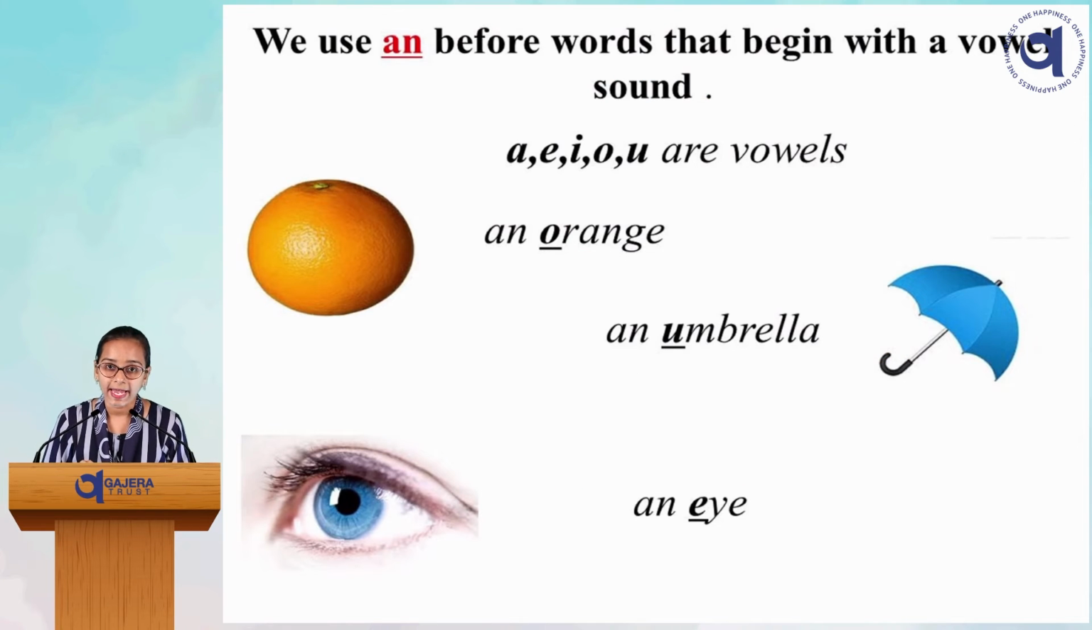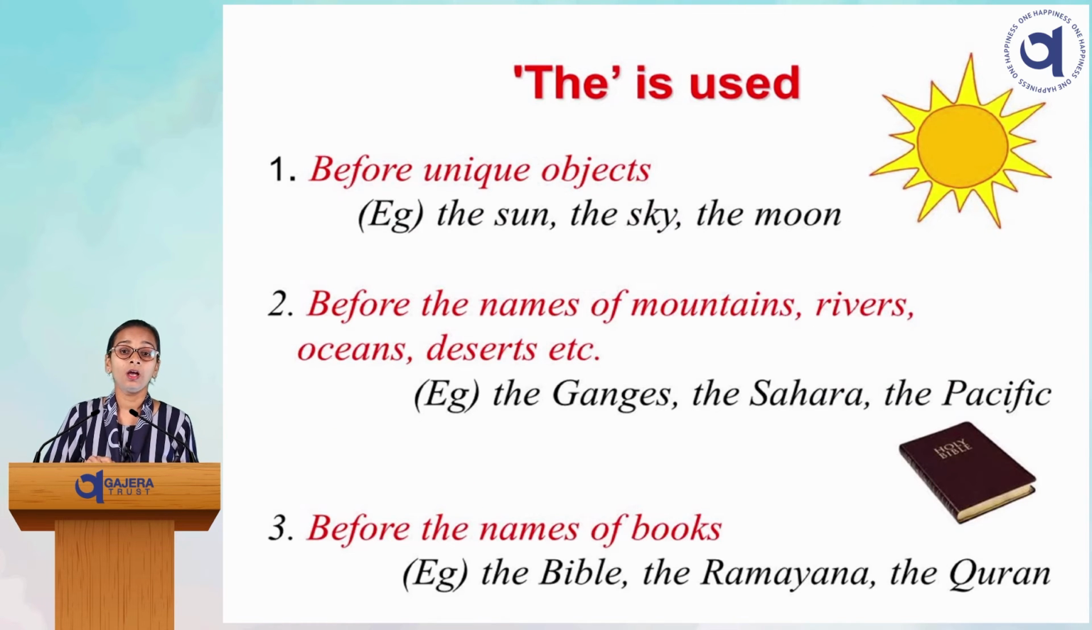We use An before the words that begin with a vowel sound. For example, A, E, I, O, U. These are the vowels, right? So, an orange, an umbrella, an eye. Here you can see vowels clearly, right? Now, where to use the article The?